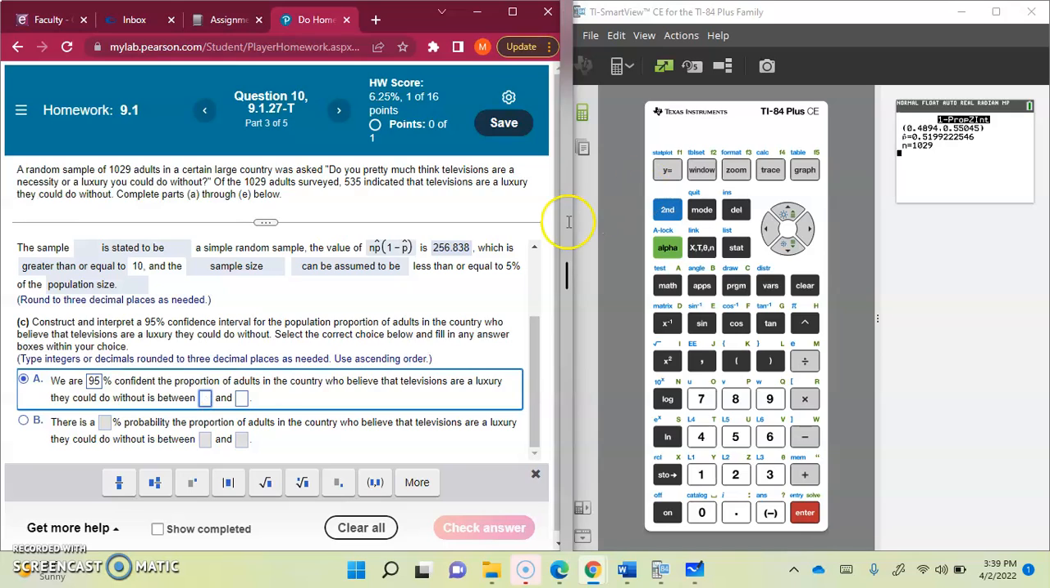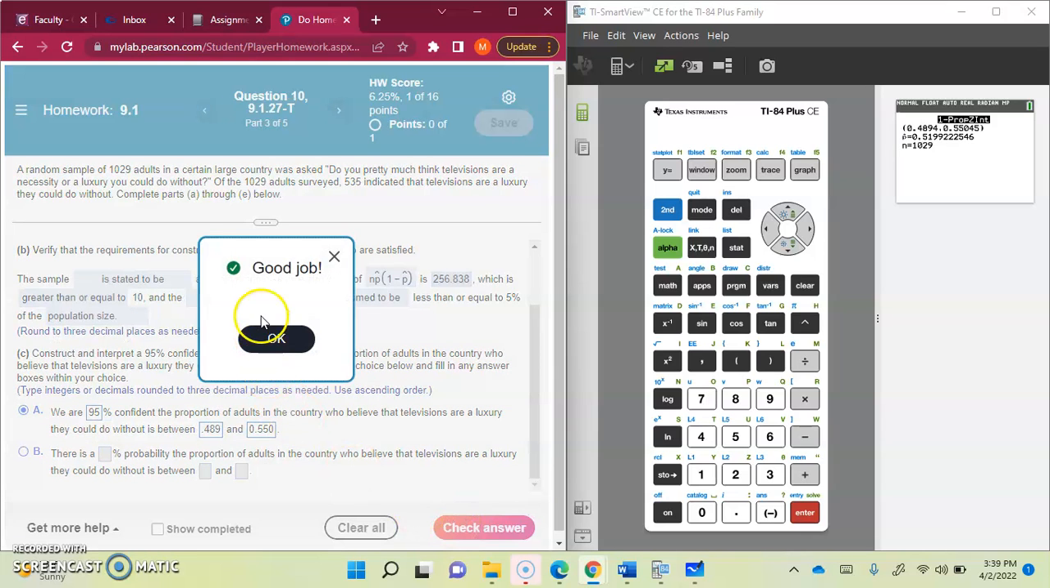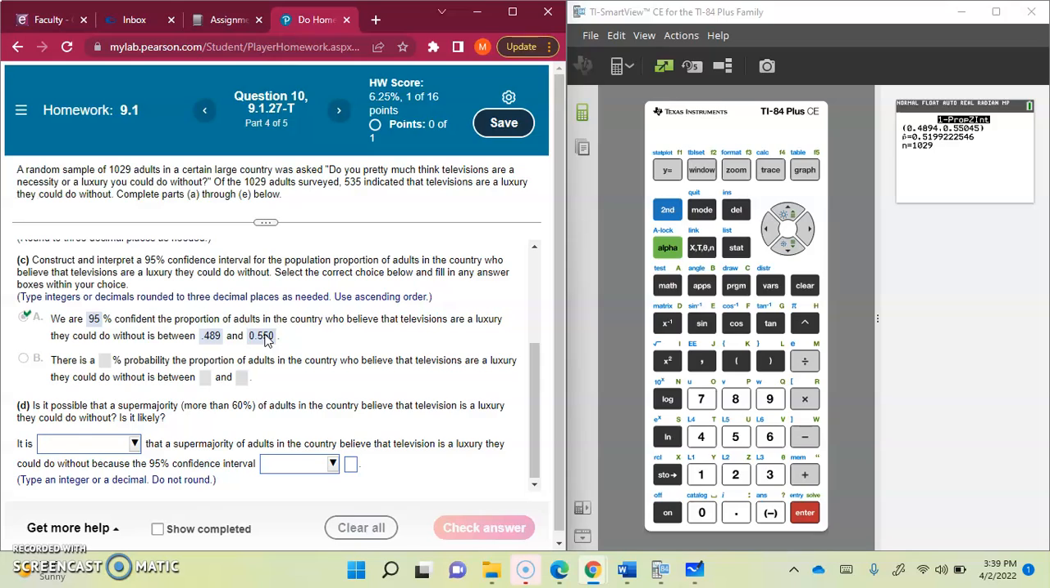So what are the values? Again, they are asking you to fill it for 3 decimal places: 0.489 to 0.550. Let's see if it is correct. Okay, let's read the next question.